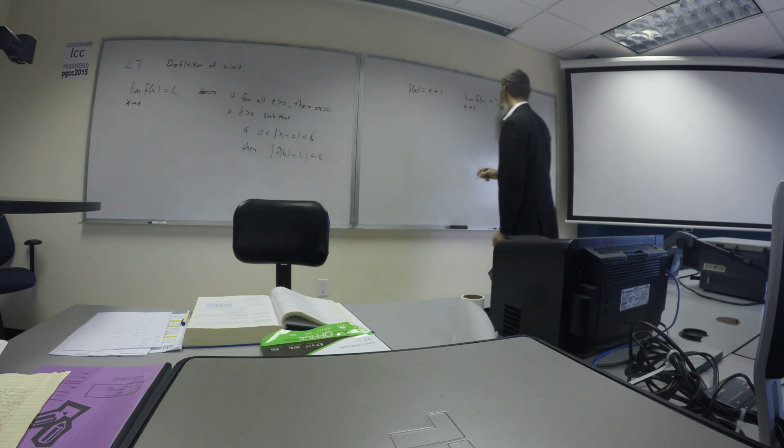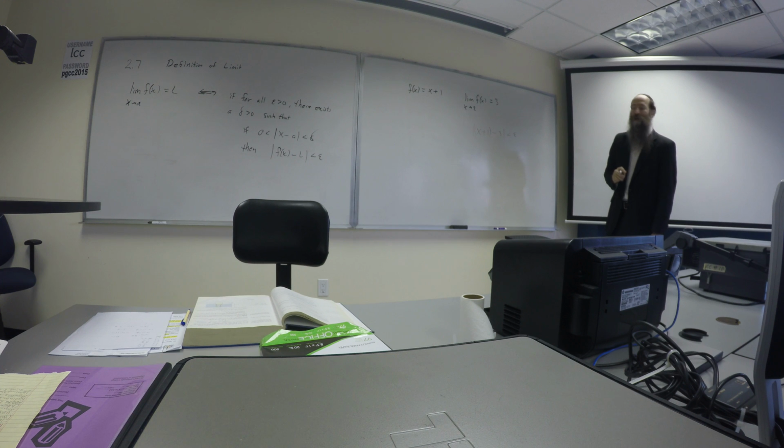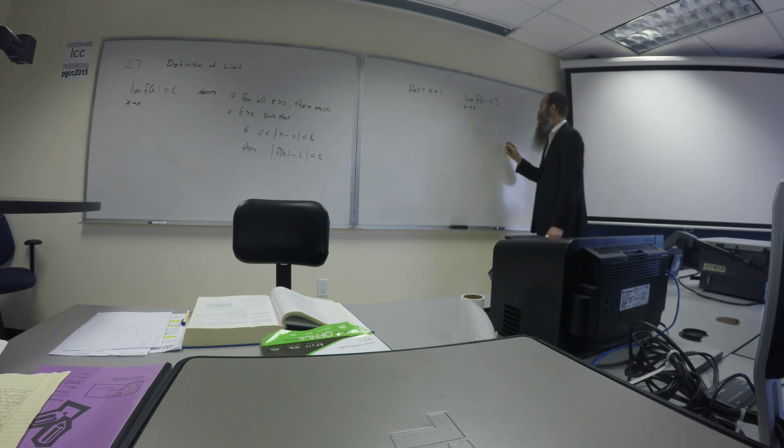So my f of x is x plus 1. So I have x plus 1 minus 3. All right, there's the function, minus 3. And I'm going to write less than epsilon. Now, this is the result we want to get to, which is not the way you start a proof. You never start with the result. That's stupid, right? But this is what we're going to call our initial work.